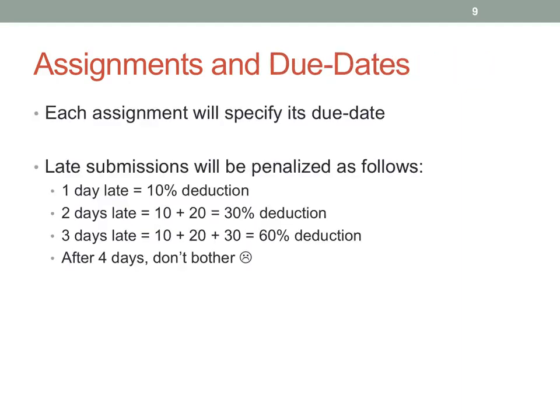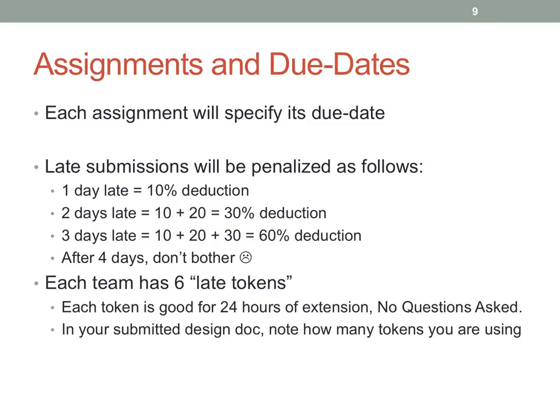Okay, due date. So there are late penalties in this class. It's just like CS121 and 24 and everything else. So 10%, 30%, 60%, sad. And so you have more late tokens in this class. 6 is usually enough. But still, a lot of teams use all 6. And so I'm just going to put that out there.